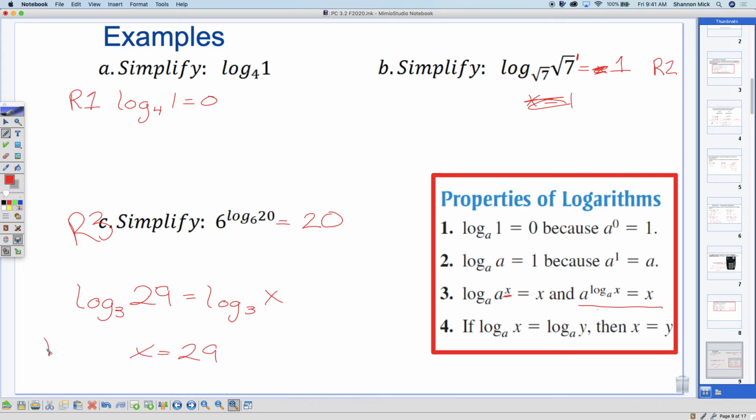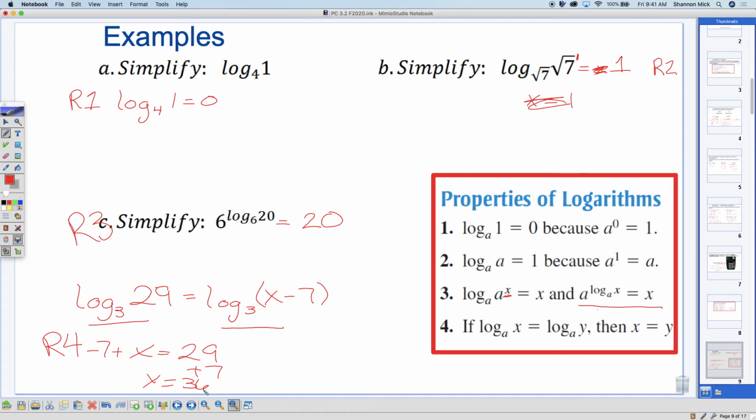And someday I'm going to copyright the duh property. Because it's a duh, right? If this equals this, the only way it can happen is if x equals 29, right? Now if this was x minus 7, I would just add 7, yes? So I just finish out the problem. That's how you use them to solve equations.